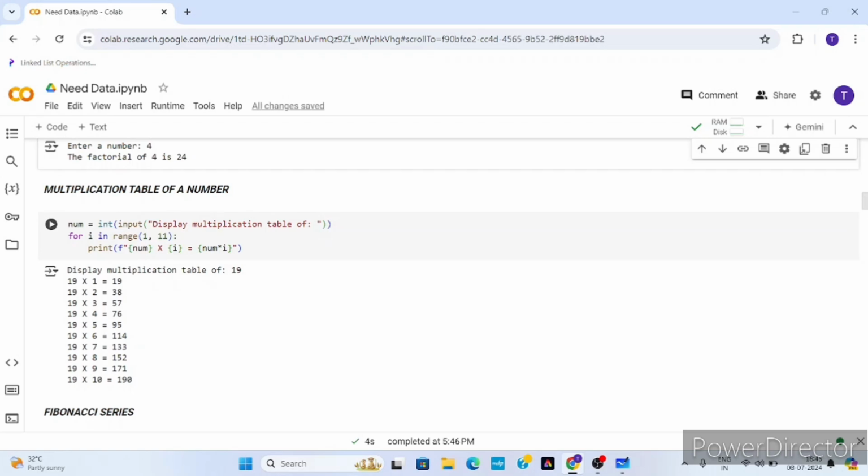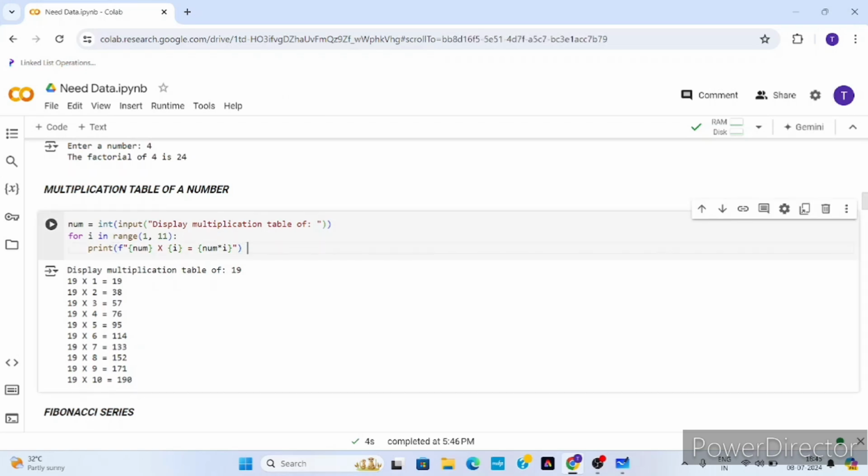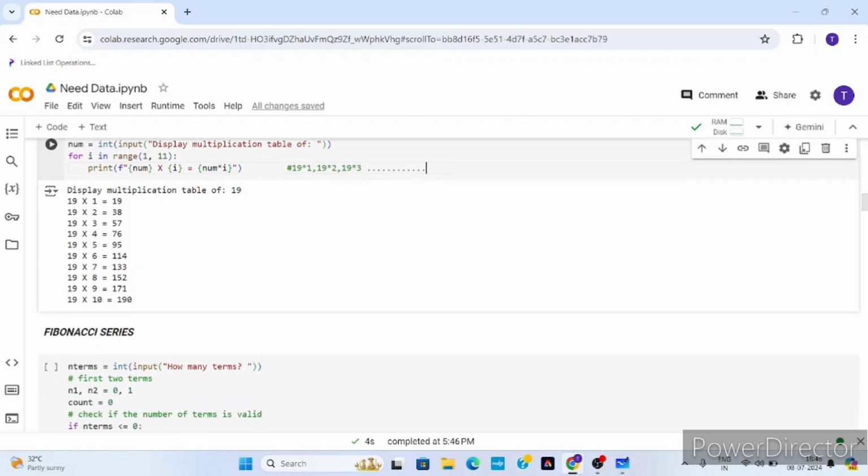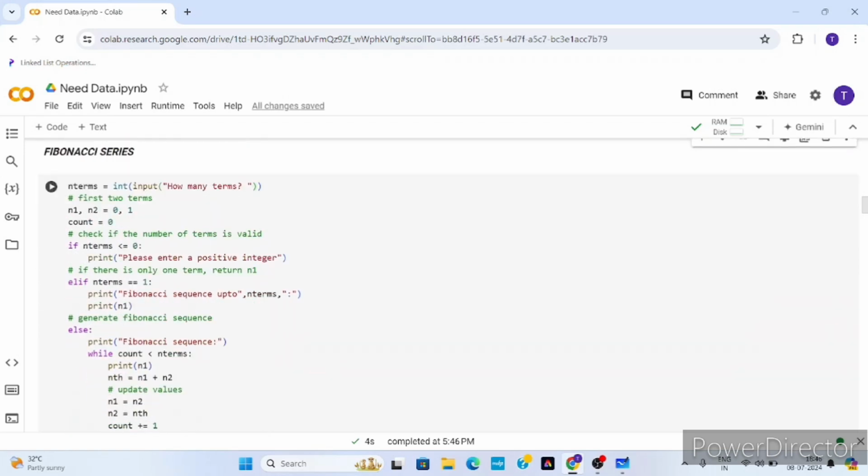So the output will be num into i, that is number into i. 19 into 1 will be the first iteration, and the second iteration will be 19 into 2, then 19 into 3, and it goes up. So 19 into 1 will be 19, 19 into 2 is 38, 19 into 3 is 57. It will be printed in order.